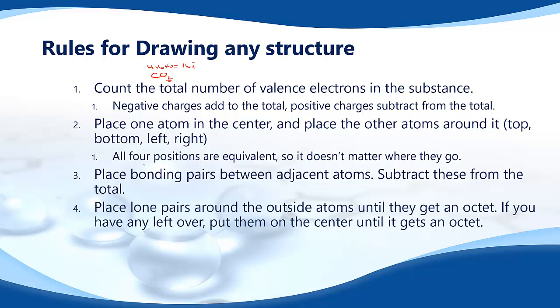Fourth thing you do, once you've drawn your bonds in, give everything on the outside an octet. If you still have electrons at that point, put them on the center atom until the center atom gets an octet. If you've done this correctly, you will not have any electrons left over once everything gets an octet.